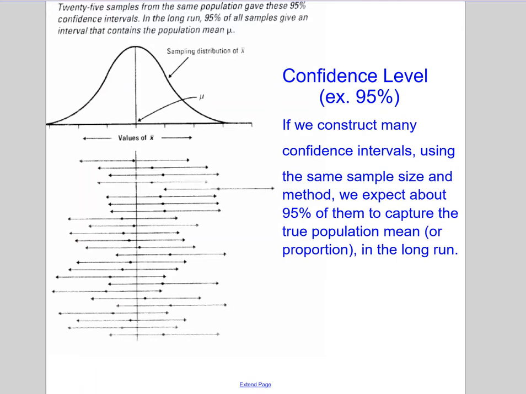So what a confidence interval does, right? If we're constructing confidence intervals, for example, let's say we were going to be 95% confident. So we took 25 samples from the same population and found these 95% confidence intervals. So this is the value that we're looking for here. This is the population parameter that we're hoping to find, is this line here.